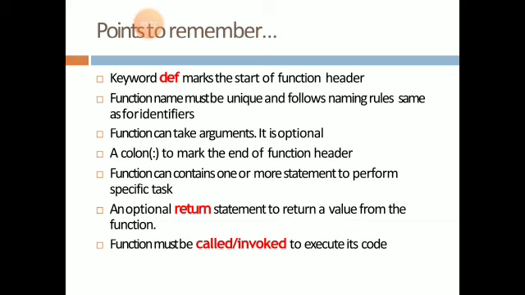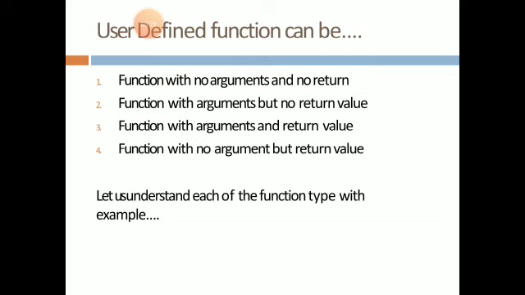A function must be called or invoked to execute its code. Now function can be defined in four ways: with return with argument, with return without argument, without return with argument, and without return without argument. Let's have a look at each of the function types with example.